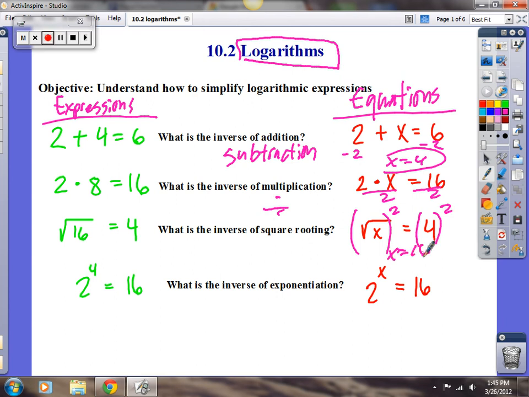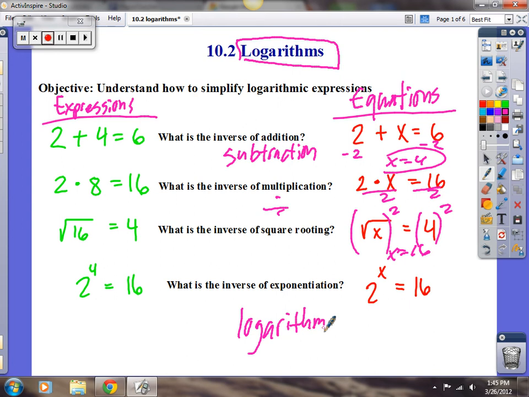Taylor, what is the inverse of exponentiation? Squaring? Exponential? If you're going to guess, what are you going to guess? What's the inverse of exponentiation? Logarithm. Logarithm. You did call. Good job. Thomas Wilkin. Nailed it.